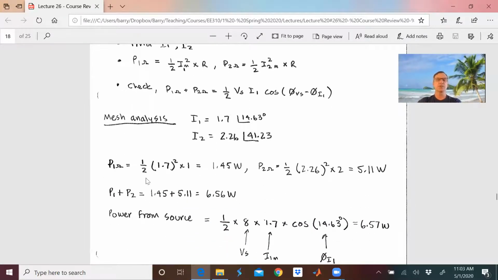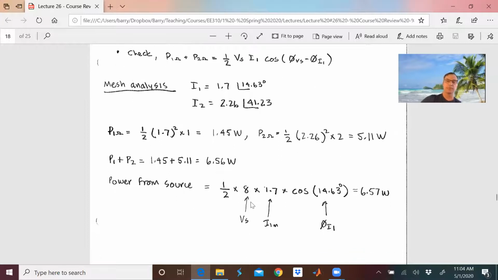So the power in the 1 ohm resistor is 1/2 times I1 squared times 1 ohm, 1.45 watts. The power in the 2 ohm resistor is 1/2 times 2.26, or I2 squared, times 2 ohms, 5.11 watts. Now let's get the power from the source. 1/2 Vs max times I1 max times the cosine of the phase angle between the voltage and the current. Well, that's going to be the phase of I1, which is 14.63, and I get 6.57 watts. So the power in the resistors added up to 6.56 watts, and that was also the power from the source. So everybody's happy, especially the physicists.